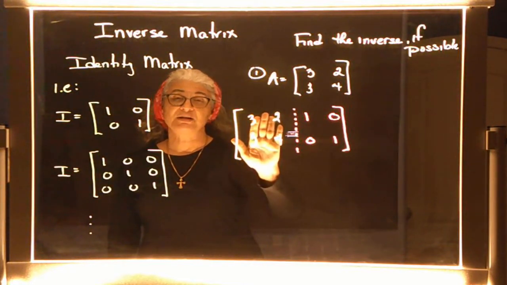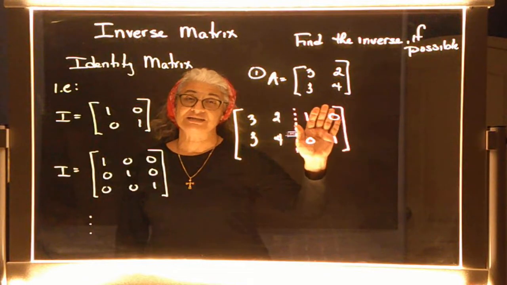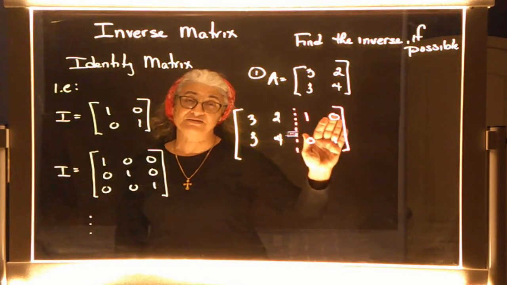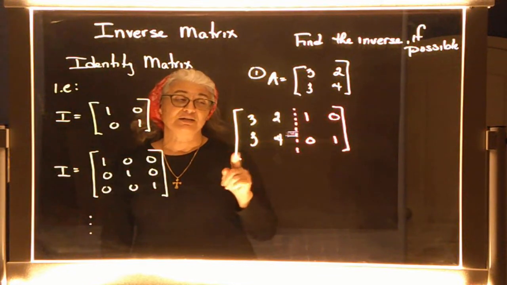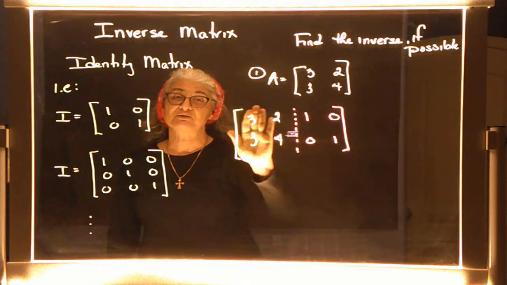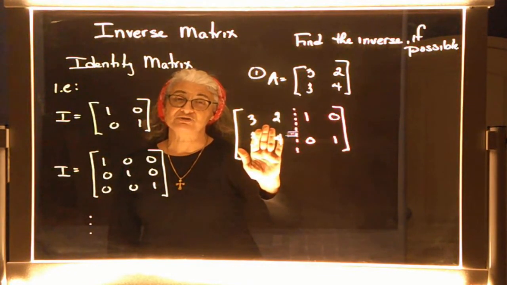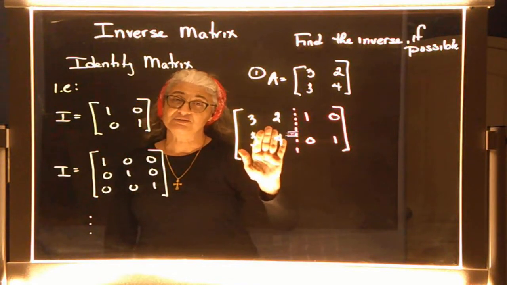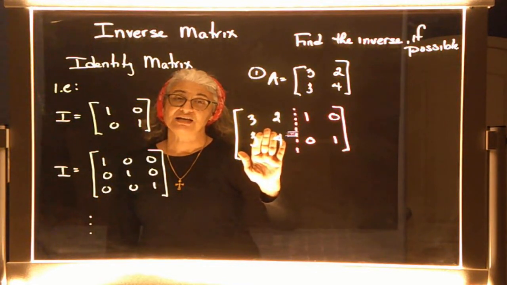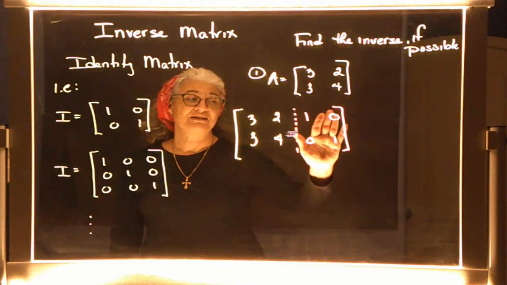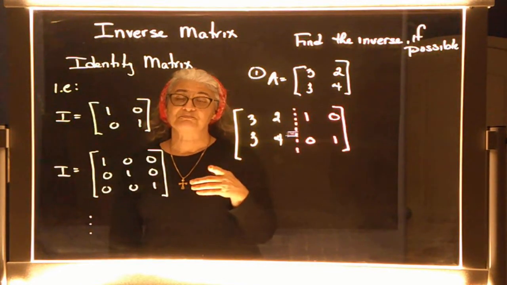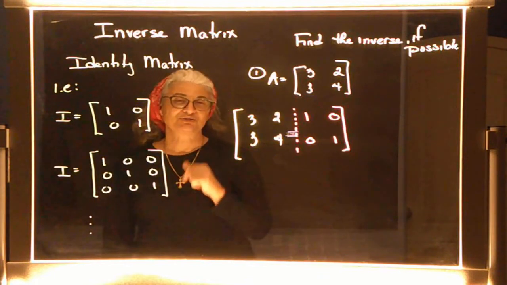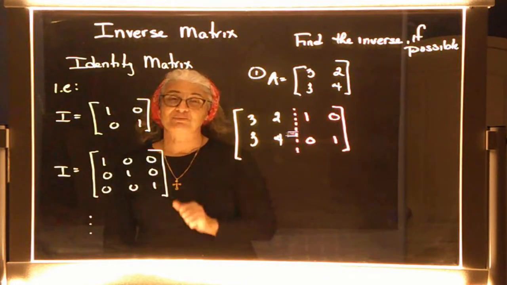I have a square matrix, and right next to it is the identity matrix of the same size. My goal is to make the original matrix look like the identity matrix using Gauss-Jordan elimination. And as I do that, this side is going to turn into the inverse. With me? Okay, so stay tuned. I'll be right back to work that out.